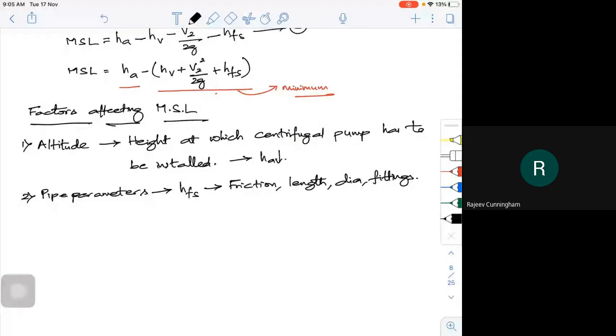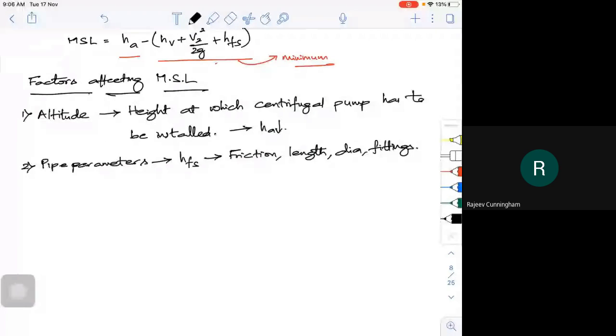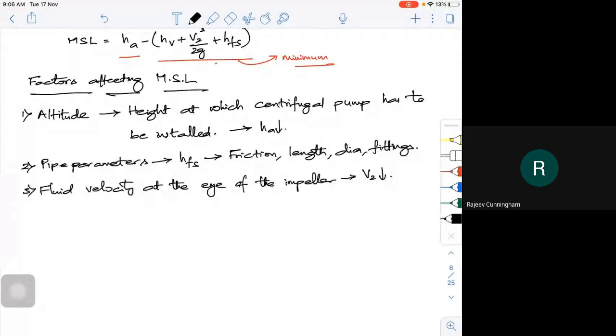And also the fluid velocity at the eye of the impeller. This should be minimum. We call it V2, where 2 is the point at which the impeller eye is. If this is minimum, then V2 square by 2g will be small. But it can't be 0, it should just be minimum.